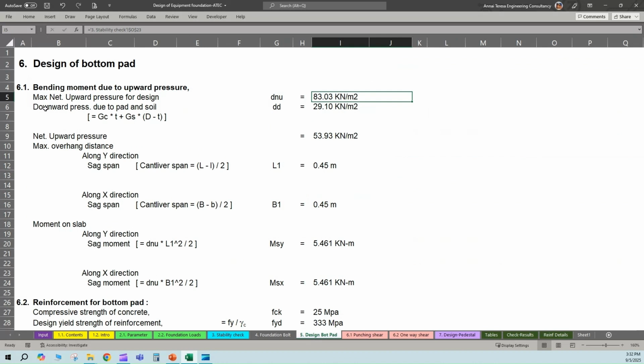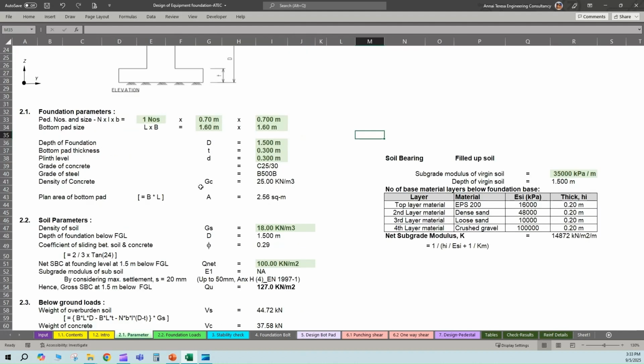Downward pressure we need to deduct from the maximum net upward pressure due to the soil bearing capacity. So that you will get the net upward pressure. In order to calculate the downward pressure, we need to multiply the density of concrete and the density of soil according to the size of the soil and thickness of the raft. So here the GC is density of the concrete, that multiplied with the T, the thickness of the slab which we have considered in our second stage video.